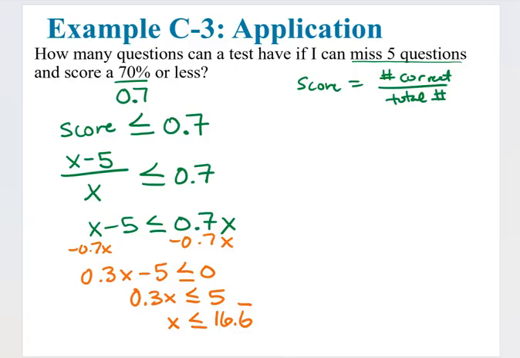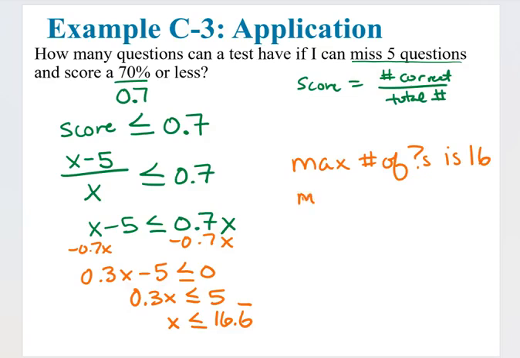So 16.666 means I can't quite have 17 problems, right? So the maximum number of questions is going to be 16 questions on that test. What's the minimum number? Well, it says I can get a 70% or less, so I could get a 0 on this test technically. And if I got a 0 on the test, and I missed 5 questions, that means I would have missed all of them.